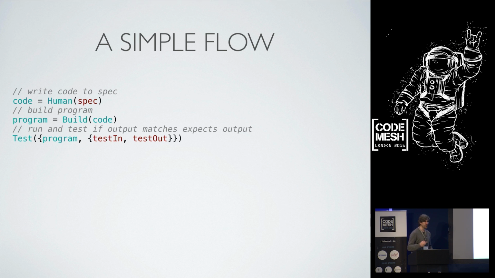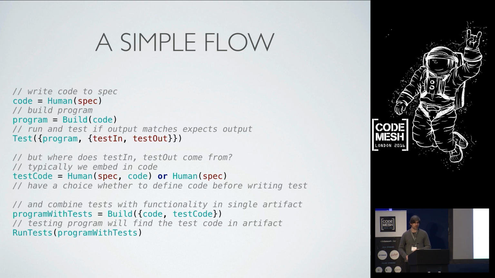So a simple flow might be: we have a spec. The human writes code to spec. That code goes through the build program to produce the program at hand. And then we take that program and feed it through the test program together with some input data and the expected output data. That raises the question: we can think of the human applying to the spec as being at the boundary of the system, so we can let that slide. But where does the test input and test output come from?